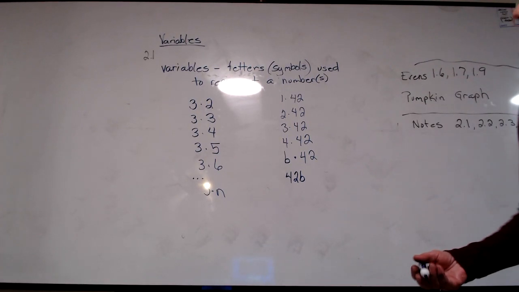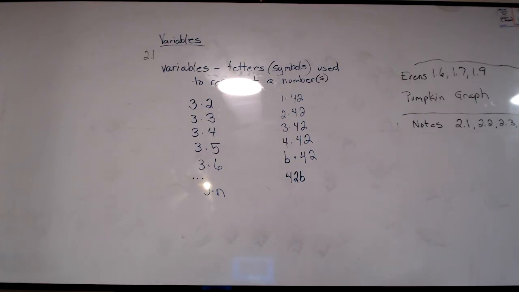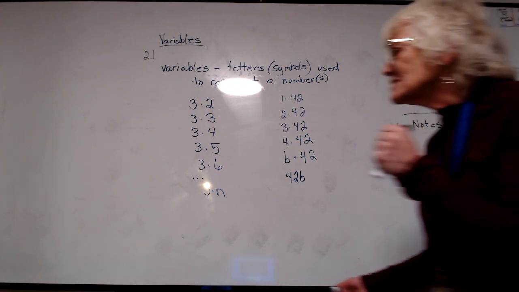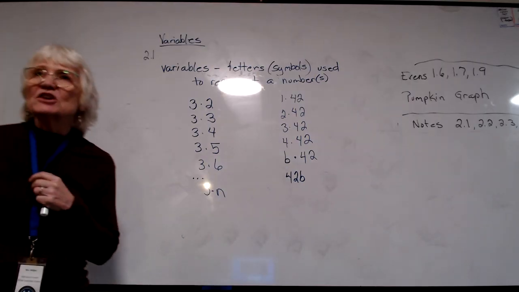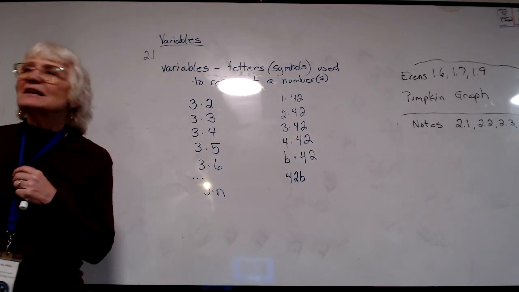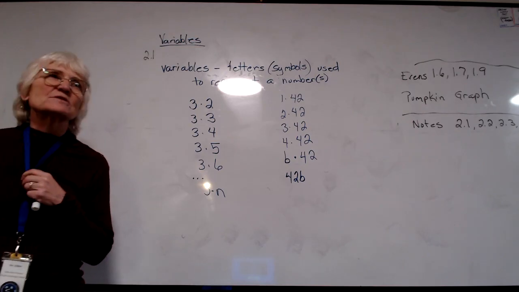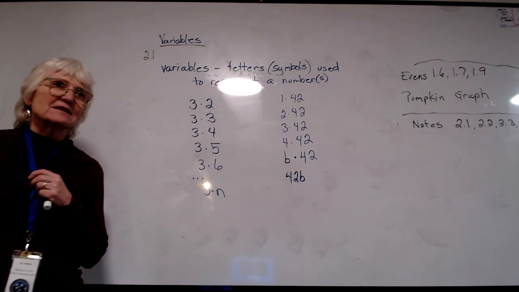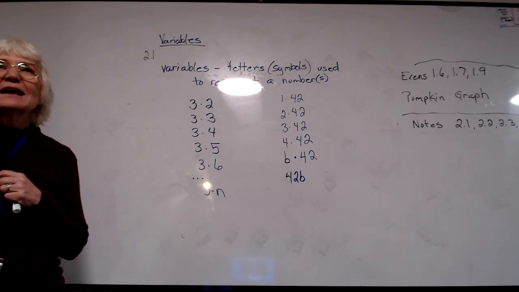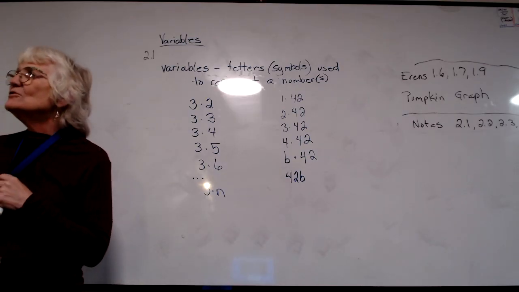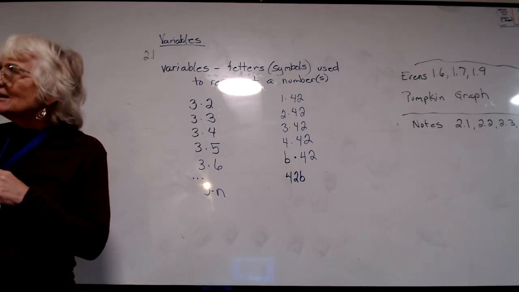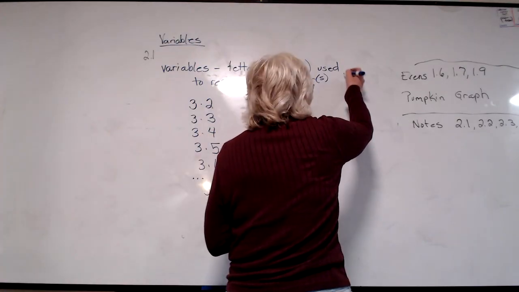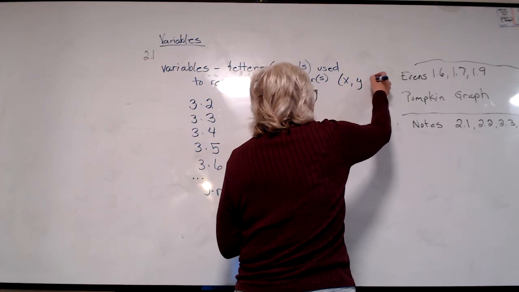So when we're talking about variables, we can use all kinds of letters. Most of the time we use American letters. What is the most famous used letter in algebra? Yes, X. So X and Y are the two most common letters that we use to represent variables.